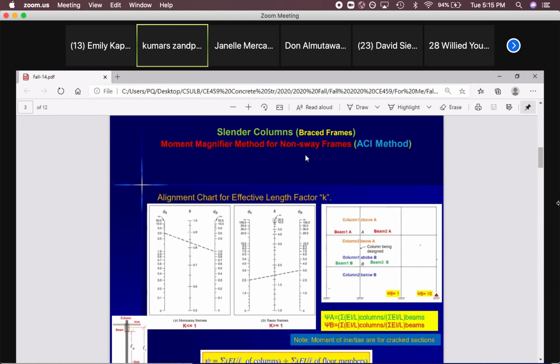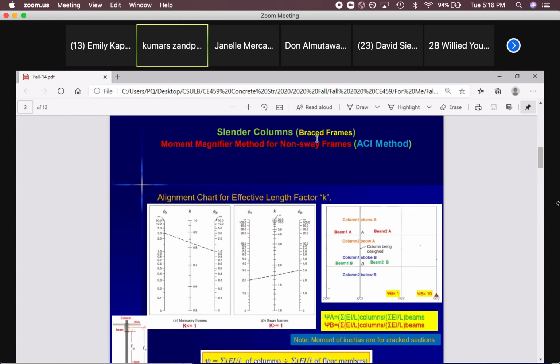So remember, for a braced frame, what does it mean? It must have just shear walls only or bracing. If we don't know, we check the Q, and if Q was less than or equal to 0.05, then we consider that story as a braced frame.